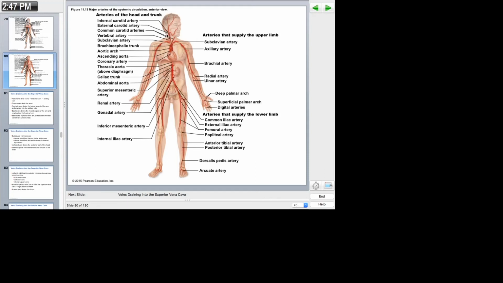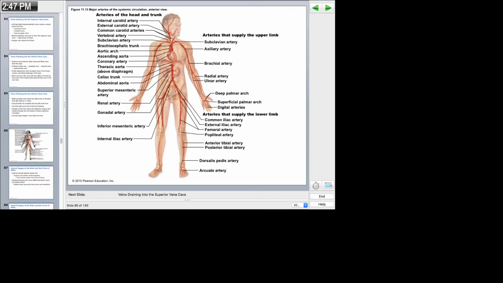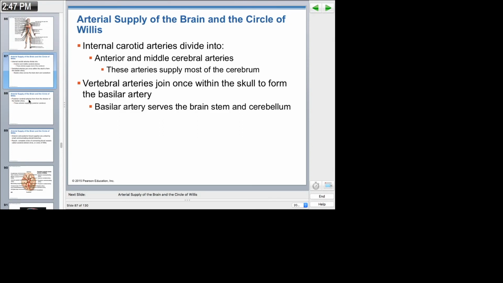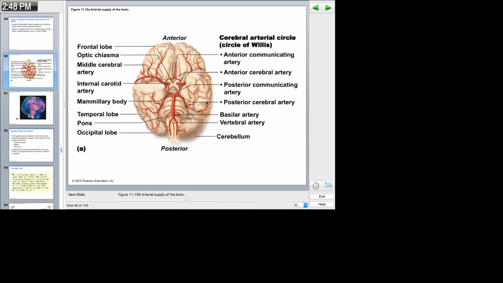Your external carotid artery supplies the outside, your scalp, your face, and so on. The internal carotid artery supplies your brain with blood and nutrients to work. So the internal carotid arteries divide into anterior and middle cerebral arteries. They supply mostly the cerebrum. And then your vertebral arteries, once inside of the skull, form the basilar artery, which serves the brainstem and the cerebellum. Let's look at this picture here.